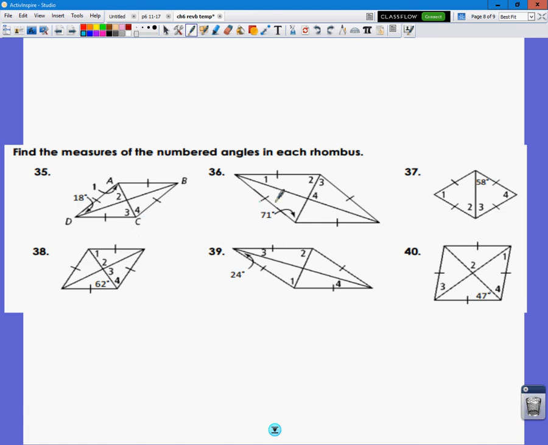All of these are rhombuses. Diagonals of a rhombus bisect opposite angles, as well as form 90-degree angles in the center. So, angle 2 in this case will be 90 degrees. This angle and this angle would be the same, 18. Over here would be 18, and this would be 18. I know the measure of angle 2 already. I'm going to list it. I know that angle 1, angle 3, and angle 4 would all be the same.